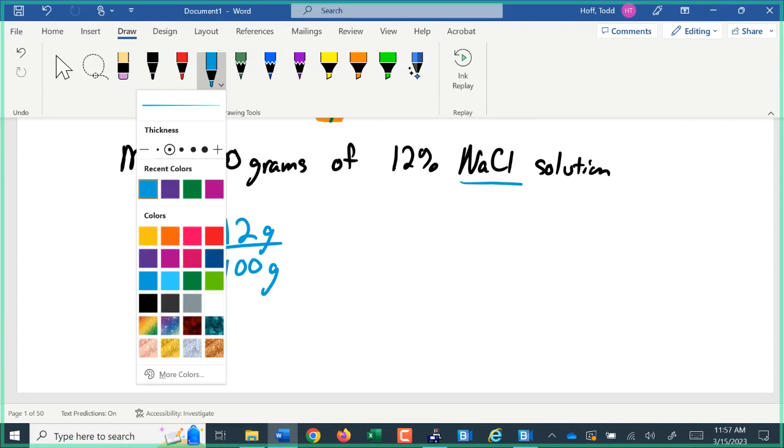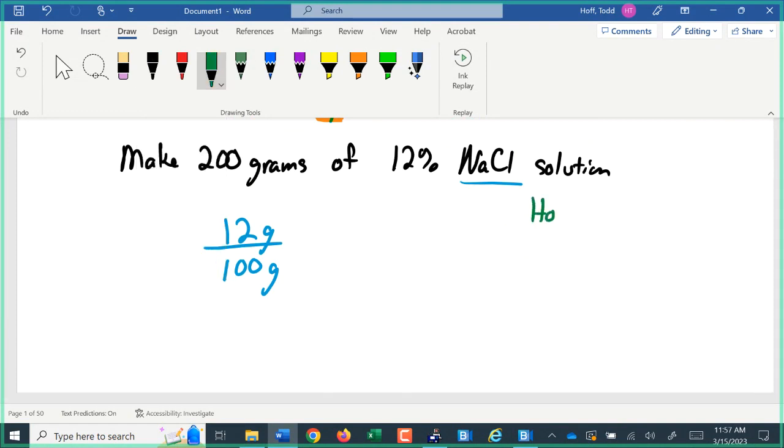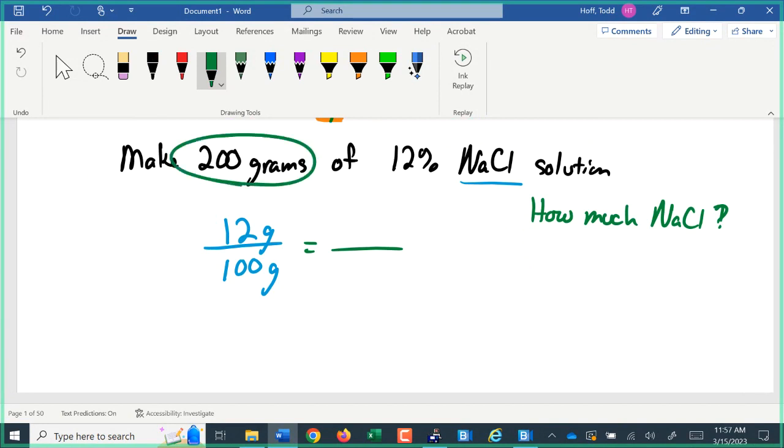So if we want to know how much sodium chloride is needed, well, we just set up the proportion. 12 grams out of every 100 grams is sodium chloride. We're going to make 200 total grams here of total solution, and we can cross multiply and divide. 12 times 200 divided by 100 is 24 grams of sodium chloride.